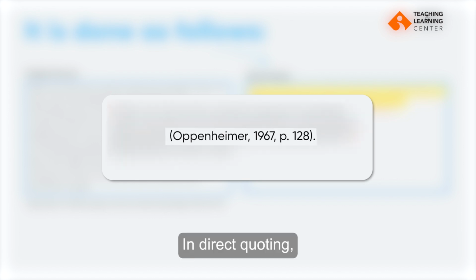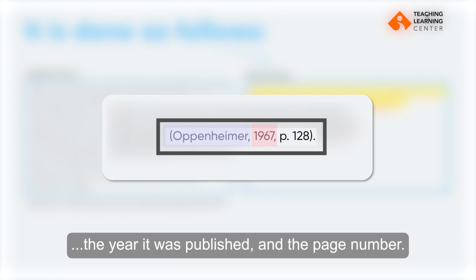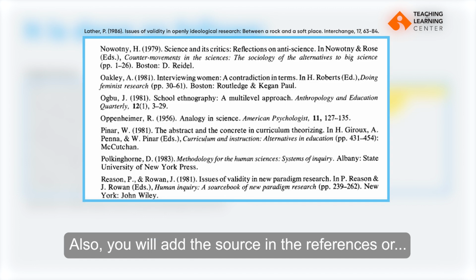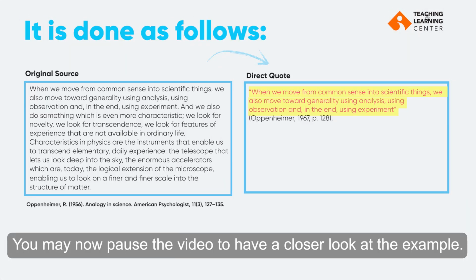In direct quoting, after the quoted text ends, in parentheses, you should include the author's last name, the year it was published, and the page number. Also, you will add the source in the references or bibliography at the end of your work. You may now pause the video to have a closer look at the example.